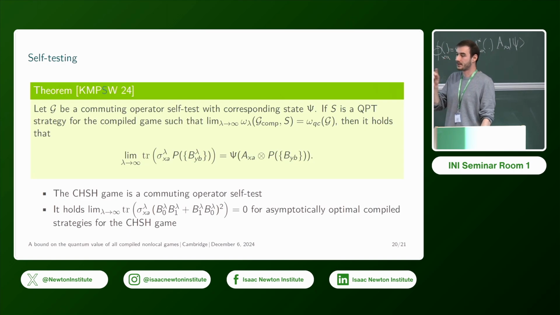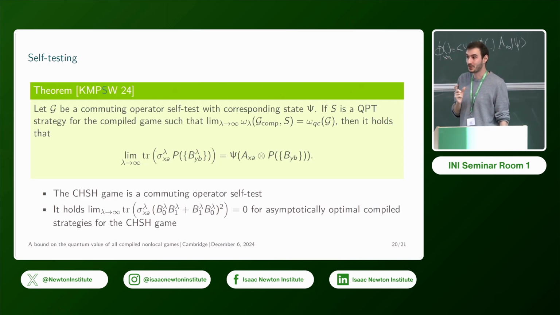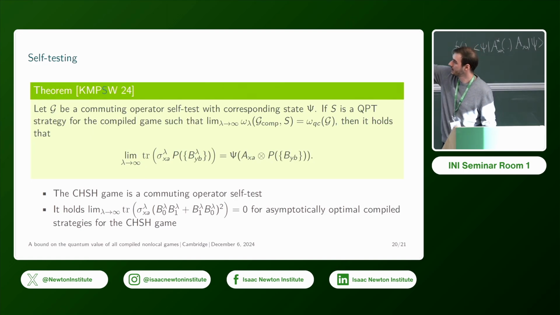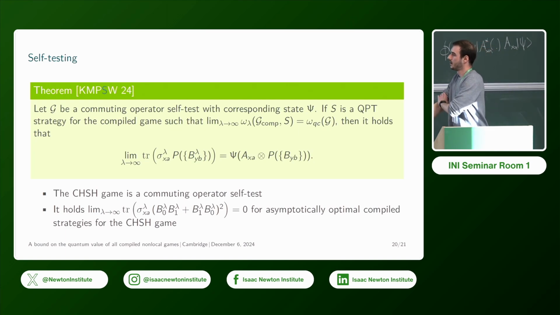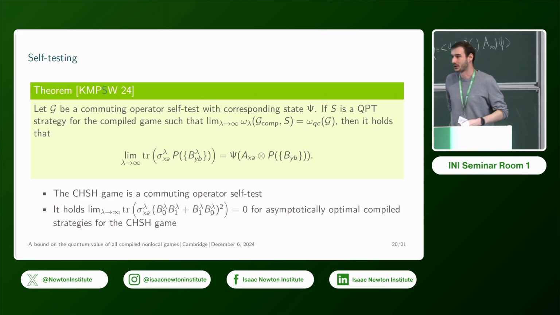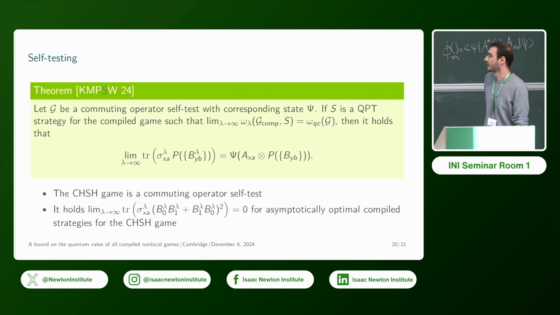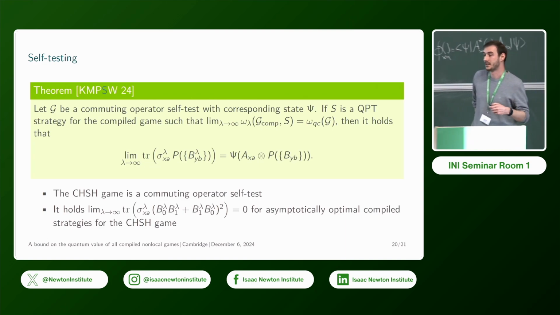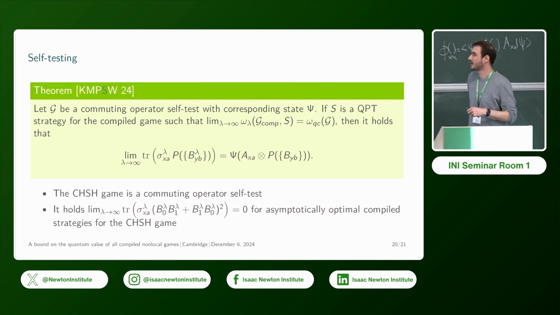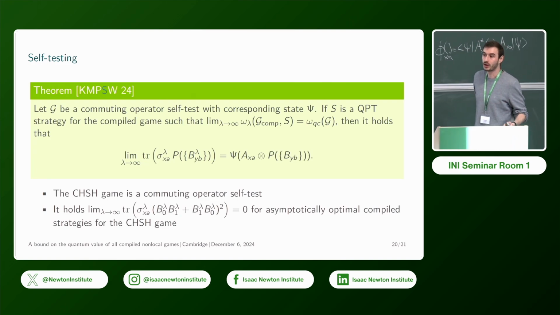optimal strategy, and then the operators of Bob actually anti-commute. And now what this theorem says is that also in the security parameter, if I look at Bob's operators, then they also start to anti-commute, because if this lambda goes to infinity, then this B0 and B1 get closer to anti-commuting, right? So somehow this tells us that if I have this commuting operator self-test, then in the limit, the operators behave very similar to the ones in the non-local game.